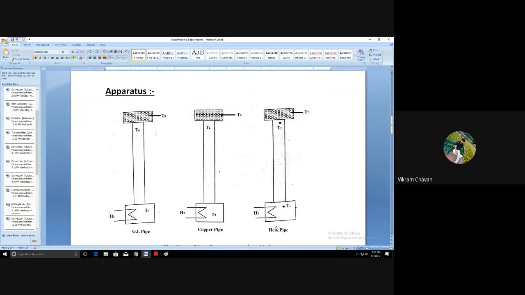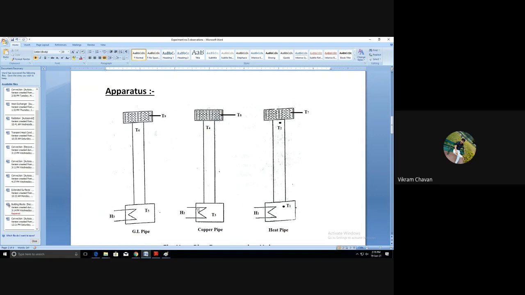Okay, so just now we have discussed the theory part of a heat pipe, and the working of a heat pipe. The second pipe we can consider as a normal copper pipe, and the third pipe is a normal galvanized iron pipe. The dimensions are the same for the three pipes. That will be the initial condition to perform the experiment: the length and diameter we are going to consider for the three different pipes will be the same for all three pipes.